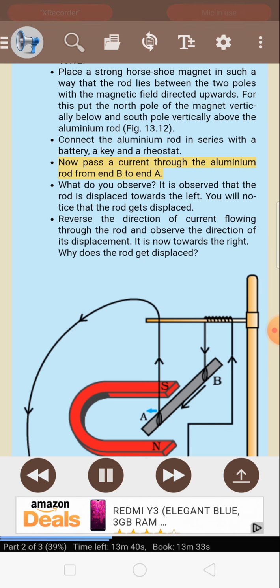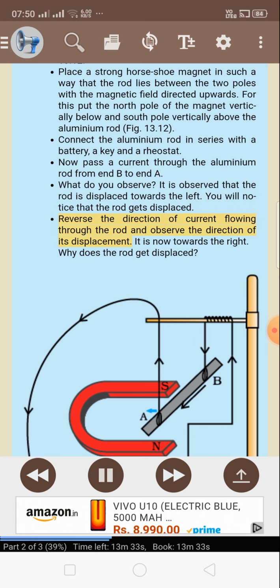Now pass a current through the aluminium rod from end B to end A. What do you observe? It is observed that the rod is displaced towards the left. You will notice that the rod gets displaced. Reverse the direction of current flowing through the rod and observe the direction of its displacement. It is now towards the right.